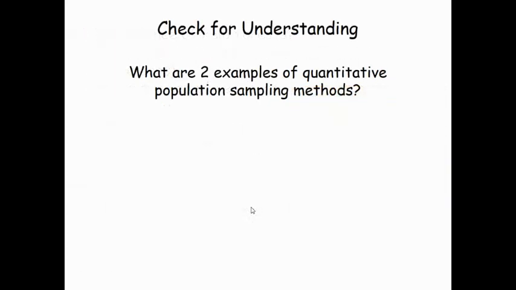Okay, so what are 2 examples of quantitative population sampling methods? Might want to take a look back at number 20 for this one. Yeah, so these methods are going to help you with population size, distribution, and density. 2 threats to kelp forests. Take a look at number 25 and 6. Yeah, so sea urchins, pollution, climate change.